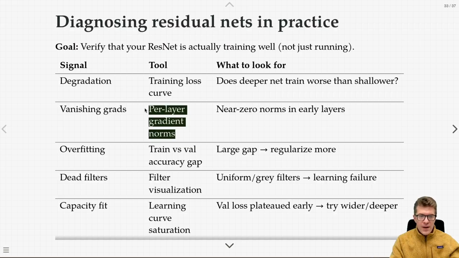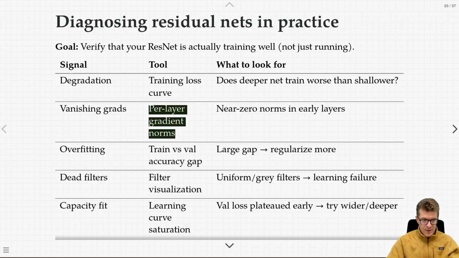Are we overfitting? Look at the training curves in loss, look at the validation curves in loss and accuracy. If the gap is increasing or big, then that's overfitting, but probably a solution to overfitting is to regularize more. Are there any filters that are kind of dead? Are we spending time learning things that are pointless? Then this is a failure. We need to maybe re-architect things.